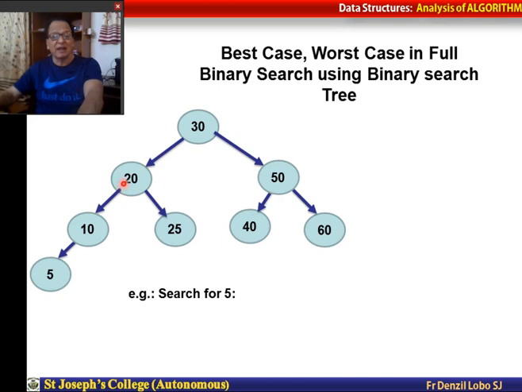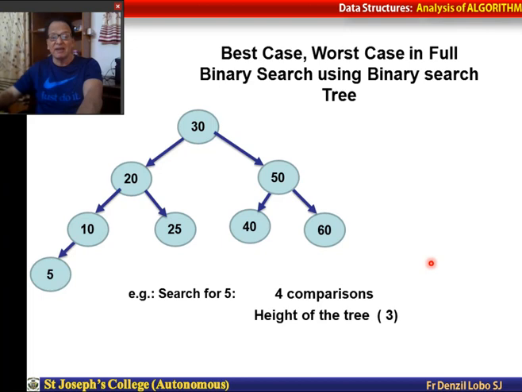I go to the left again. I ask whether it is equal to 5. No. I again go to the left. Then I come. In other words, I have got one, two, three, four comparisons. Four comparisons are there. And as you see, the height of the tree, or the depth of the tree, is equal to 3.